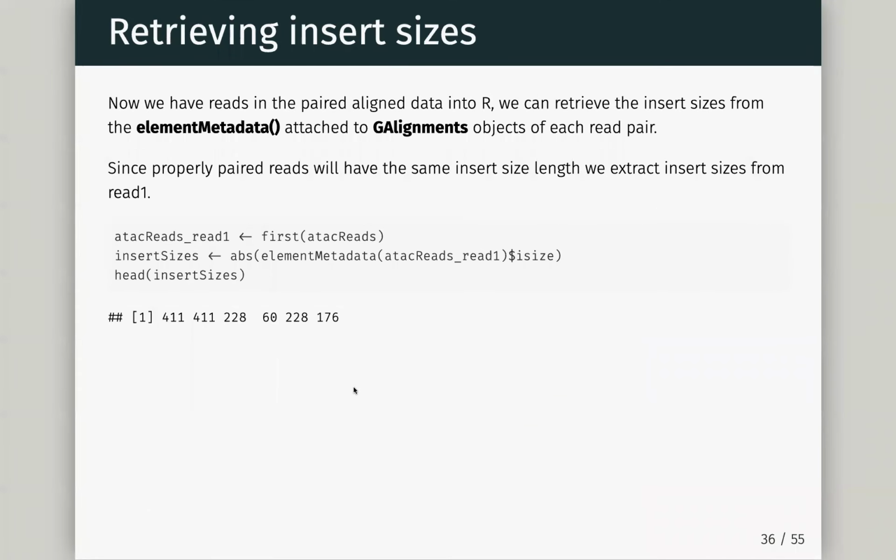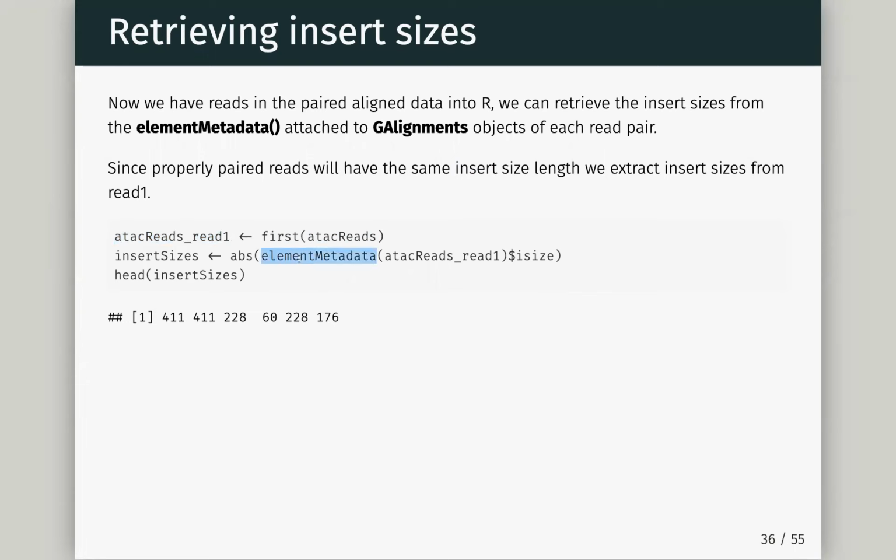Now we have these reads already in paired-end data format in R. We can then retrieve the insert sizes, and this is something which is super useful. It's probably the second thing people ask me to check in ATAC-seq. Properly paired reads will have the same insert size, so the distance from read 1 to read 2 is going to be the same as the distance from read 2 to read 1. We only need to look at one of the reads. We know they're all properly paired, so I will just extract my first read from my GAlignmentPairs object. That will give me this GAlignments object.